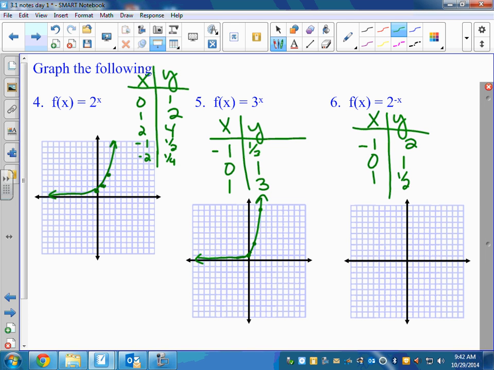And so it's like it's flipped over the y-axis. So now this side's going up, and this side's going down. That's one way we could talk about an exponential decay model, because x is getting smaller over time, y is getting smaller over time.